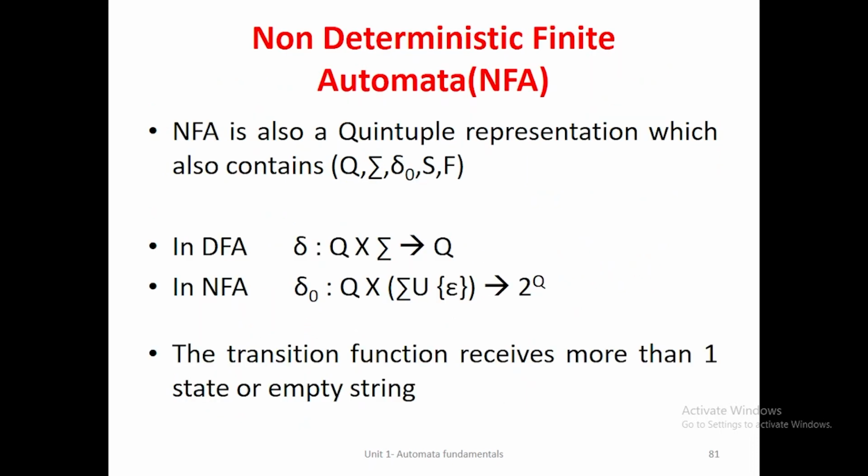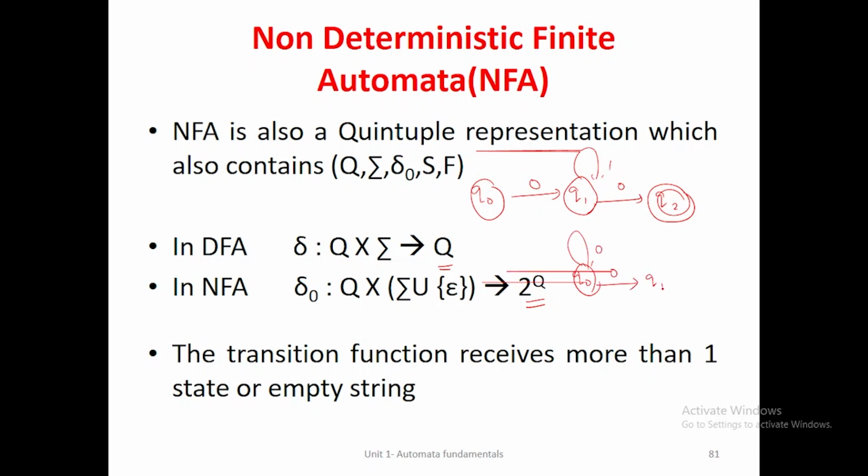Then the next concept is NFA. This is another type of finite automata. What is the main difference between DFA and NFA? DFA contains only one output state, but in NFA there may be more than one output state. For example, this is the DFA diagram. Only one outflow is there for every input symbol. So this is the DFA. For the NFA diagram, I draw it so that for input 0, there may be more than one output state. So this is the difference between NFA and DFA.